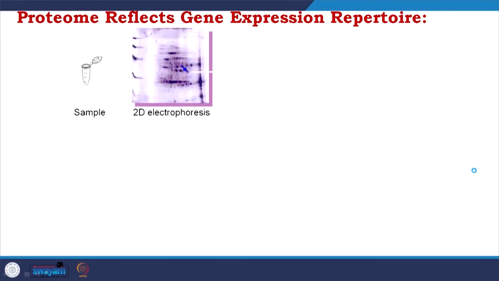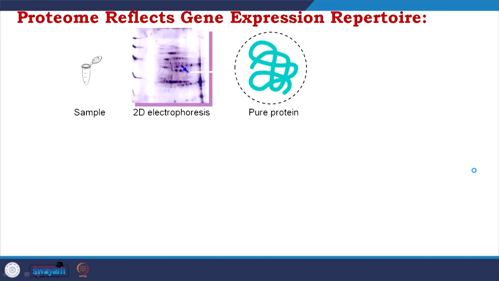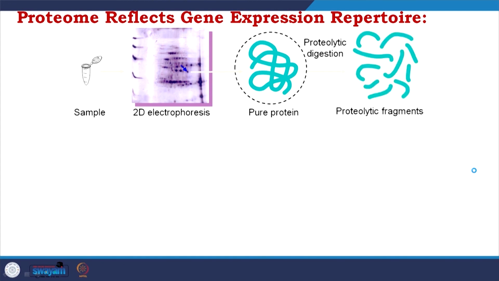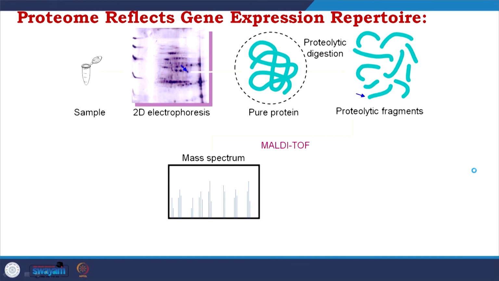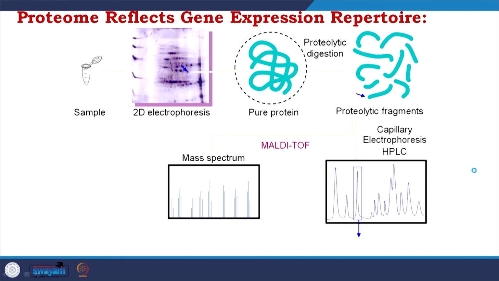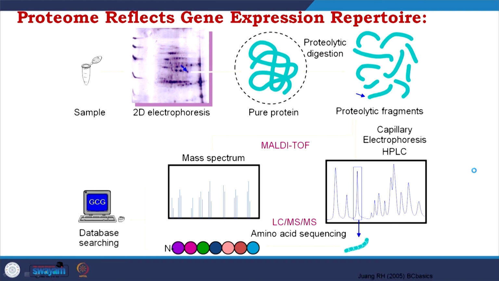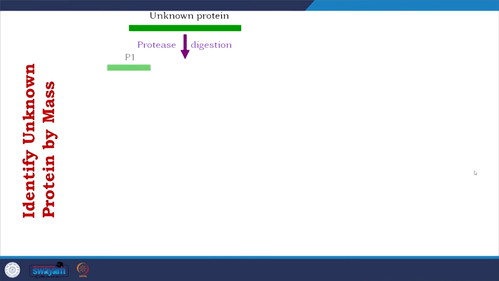So, once you are working, as I told, you have the sample, you do the 2D electrophoresis, you get the pure protein, you do the proteolytic digestion and get the proteolytic fragments. That proteolytic fragment will go through the MALDI-TOF, you get the mass spectrum, or you purify with capillary electrophoresis, and then you go for LC-MS for amino acid sequencing, where with the mass spectrum or with the fragment you go for database searching.